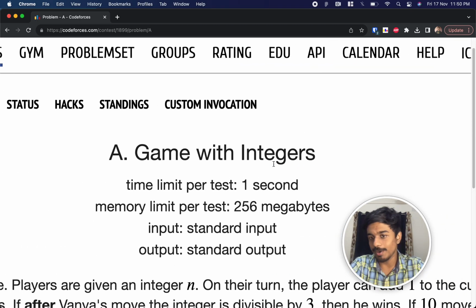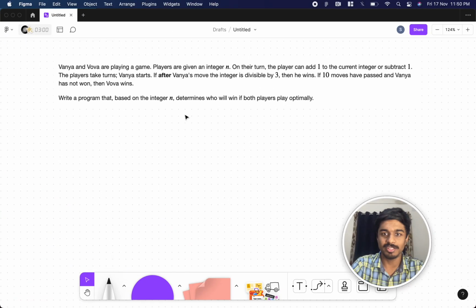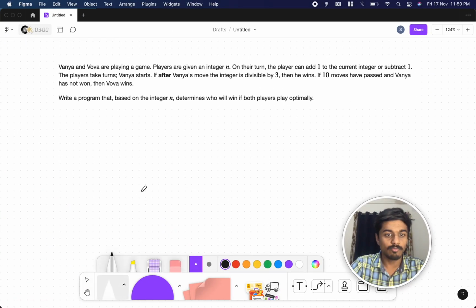We're going to solve the first problem, that is Game with Integers. Let's see what the problem states. We have two friends, Vanya and Vova. They are playing the game. Players are given an integer n. On their turn, the player can add 1 to the current integer or they can subtract 1.